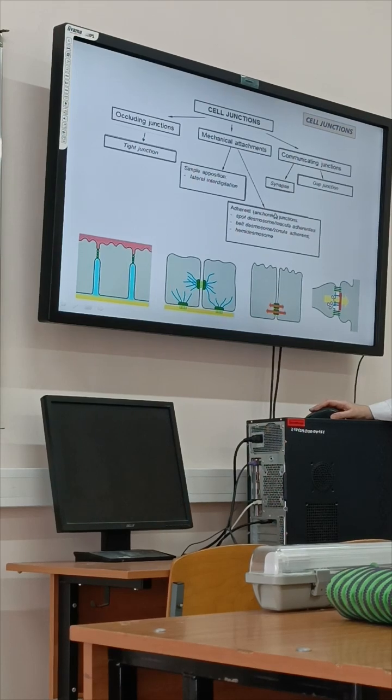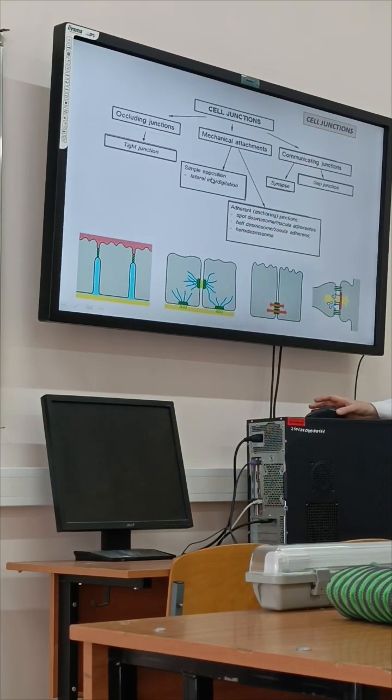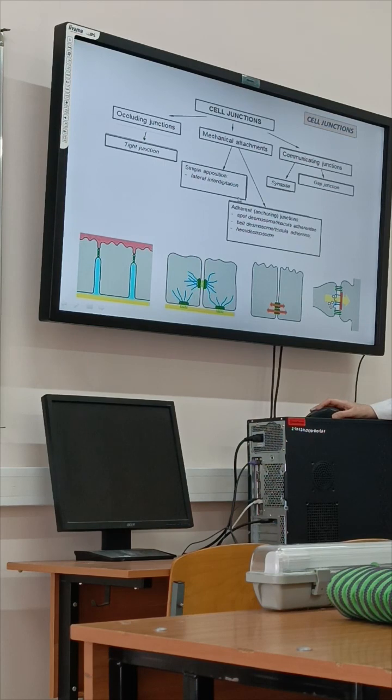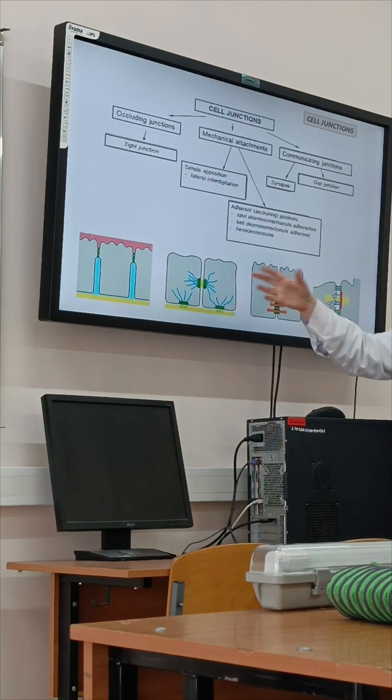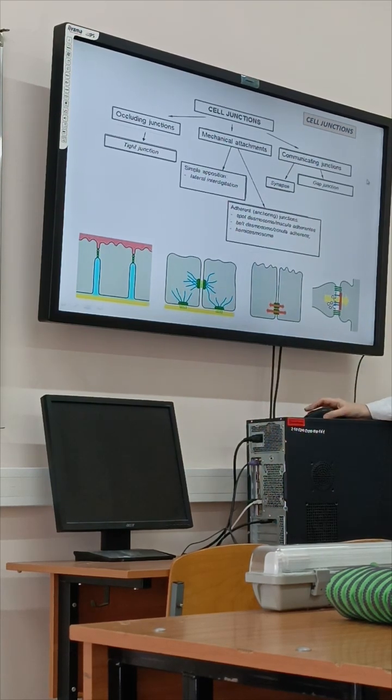Mechanical attachments, or as junctions for foreign histologists. To this group we refer adherent junctions: spot or macule adherens, and zonal adherens. Spot desmosome, belt desmosome. Their main function is to join adjacent cells with each other.